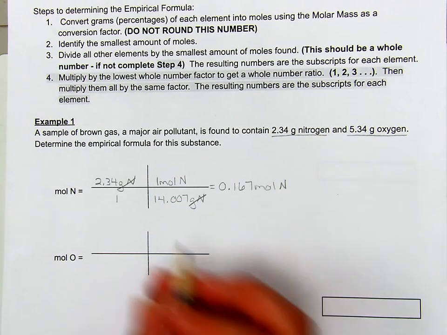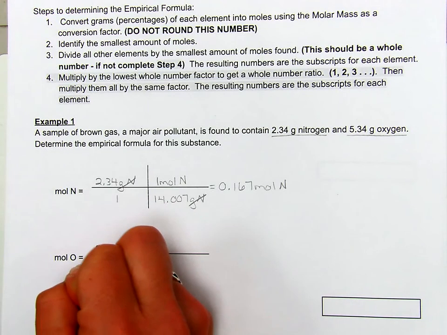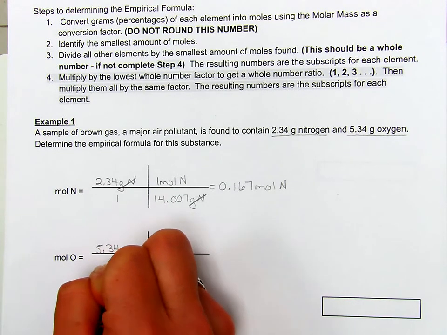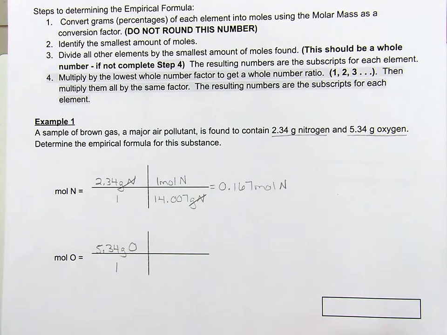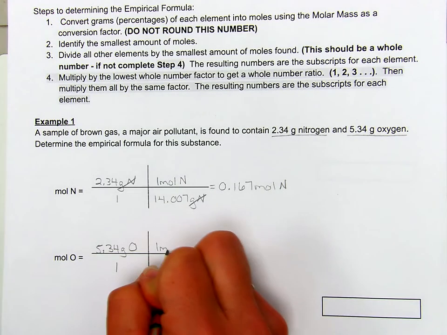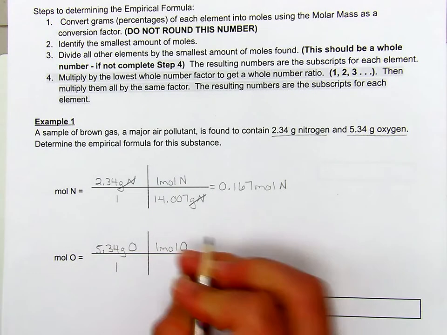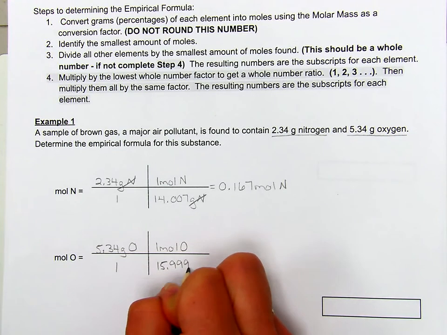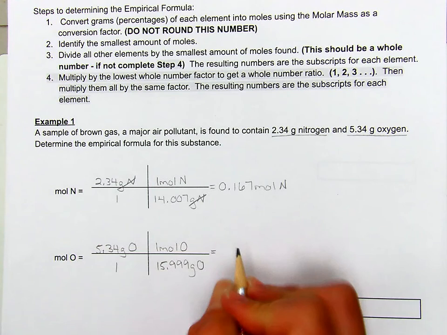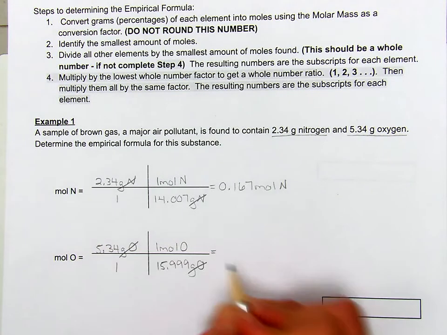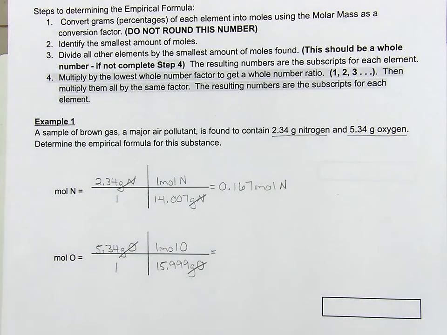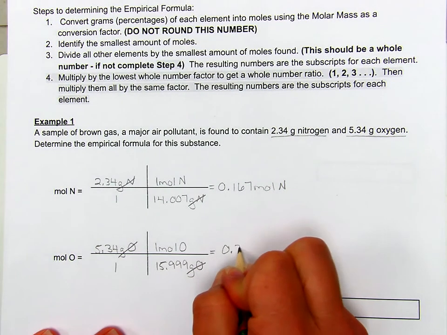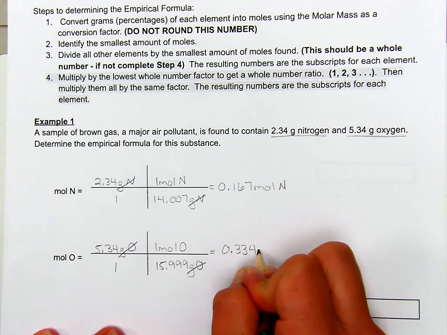We'll also do the same thing for oxygen, 5.34 grams of O over 1. From the periodic table, I will find that 1 mole of oxygen has 15.999 grams of oxygen. Grams and grams will cancel. 5.34 divided by 15.999 is 0.334 moles of oxygen.